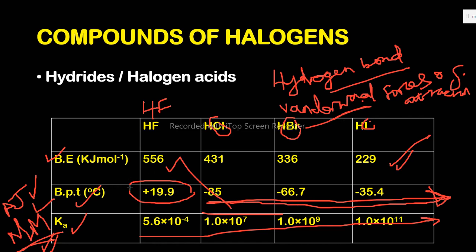However, as you've said, for hydrogen fluoride, it's abnormally high. Why? It's because the molecules of hydrogen fluoride do exhibit hydrogen bonding. And these hydrogen bonds are far, far stronger than the van der Waals forces of attraction. Hence, more energy is required to break them. Anyway, we are going to talk about each.